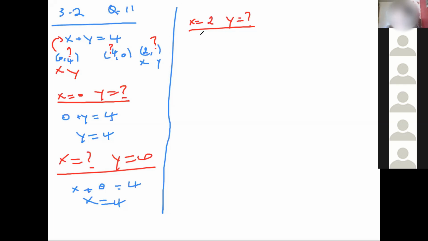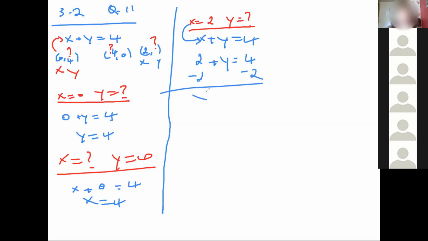Into the same equation. So we have the same equation we're working with. This time we're going to put the x here. That would be 2 plus y. We don't know the y, so we need to solve for y. What do you do now to solve for y? Everybody, what do we do? Minus 2 on both sides. So we subtract 2, subtract 2. So the y is 2. Okay, so the last one is complete, 2.